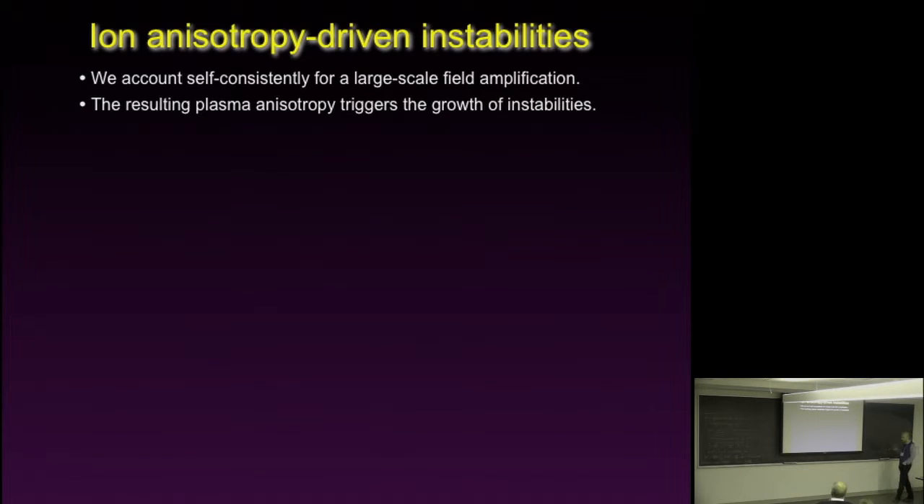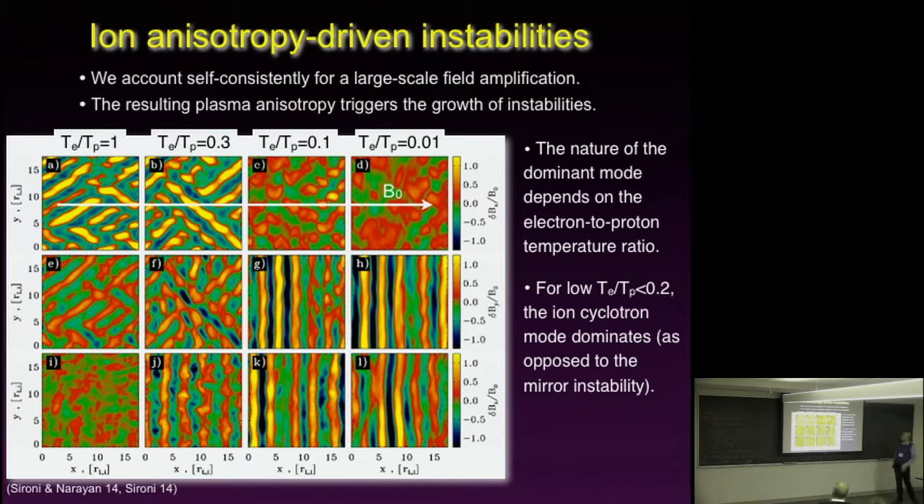So what we do is to include in the PIC equations a self-consistent evolution of the magnetic field, the amplified magnetic field, and the plasma will result in having an anisotropy, and the anisotropy will relax, producing instabilities. And this is the one plot picture of what kind of instabilities you have. The magnetic field is oriented this way, and we vary the initial temperature of the electrons relative to the protons between unity down to 10 to the minus 2. As I said, most likely it will be somewhere in this regime for the realistic accretion flow around the galactic center.